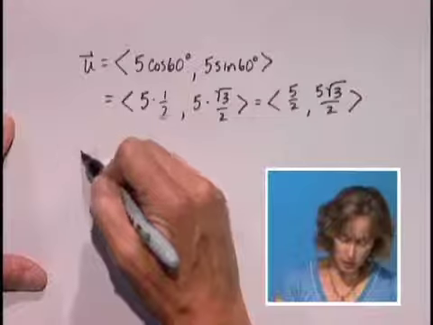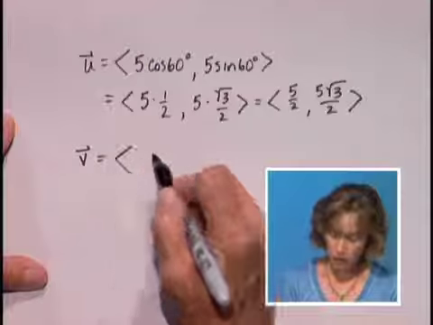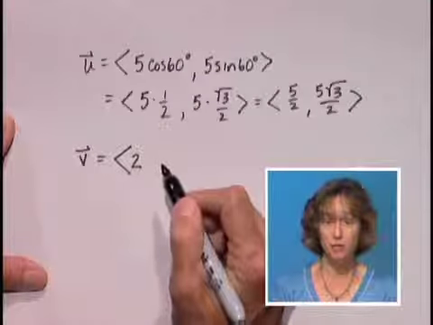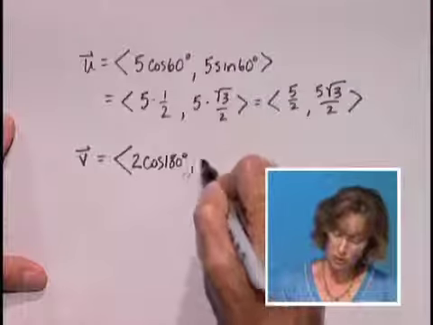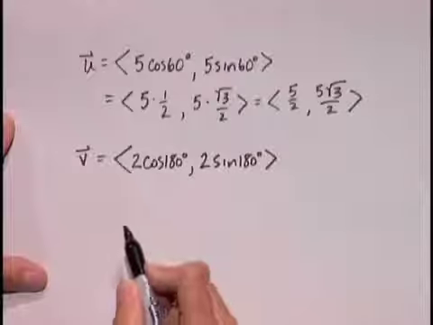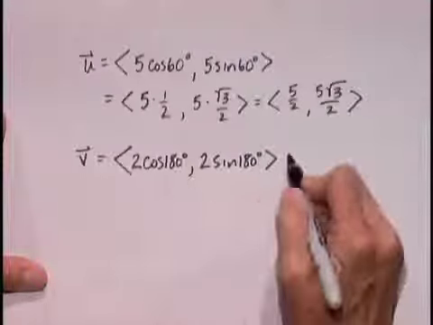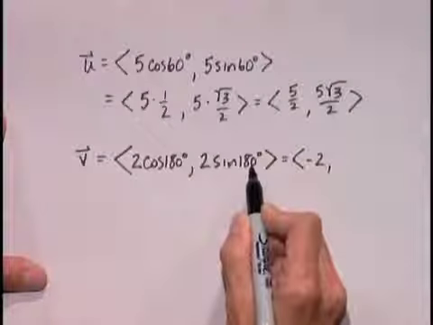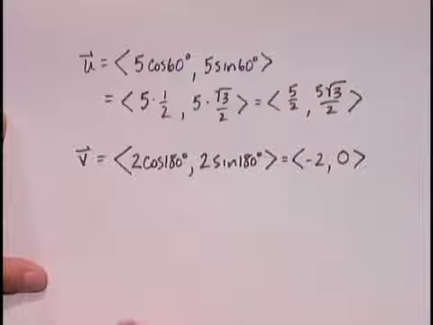Now you have to look back at the picture to get an idea about vector v. Vector v, if you look back, had magnitude 2, and the angle it formed with the positive x-axis was 180 degrees. So 2 cosine 180 degrees and 2 sine 180 degrees for vector v. Now the cosine of 180 is negative 1. Negative 1 times 2 is negative 2. The sine of 180 is 0. 0 times 2 is 0. And that's the component form of vector v.